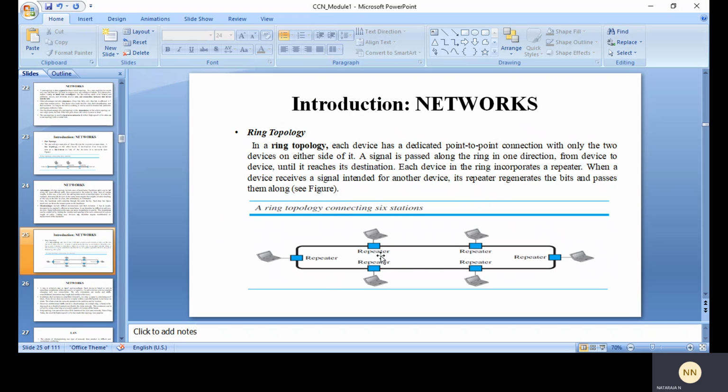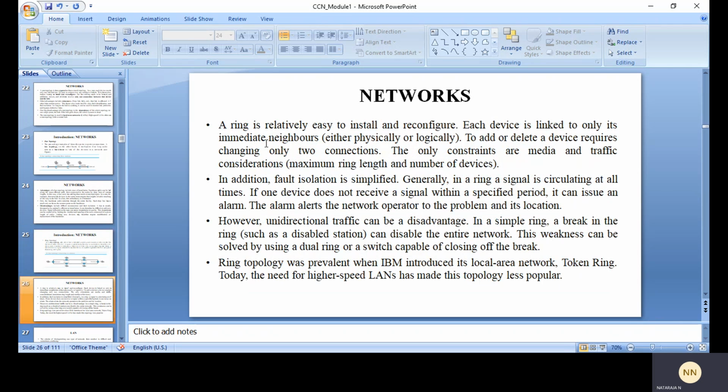It will be passed to every system, and where the address is matched, that system will hold the data, or the rest of the systems will drop the packet. That is the main concept. A ring is relatively easy to install and reconfigure. Each device is linked only to its immediate neighbors, either physically or logically.